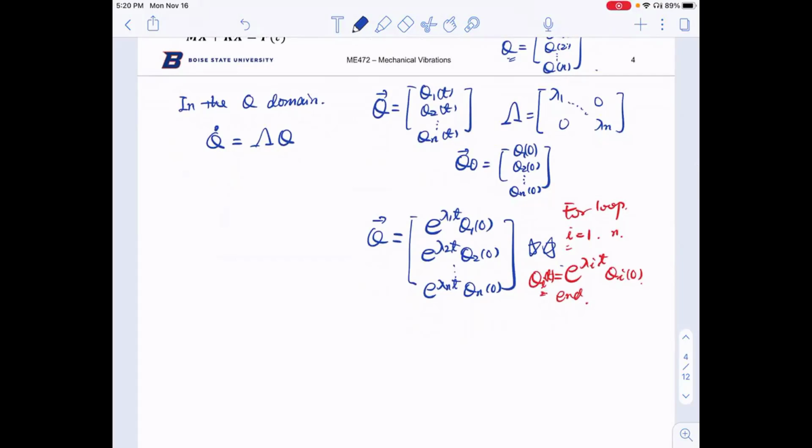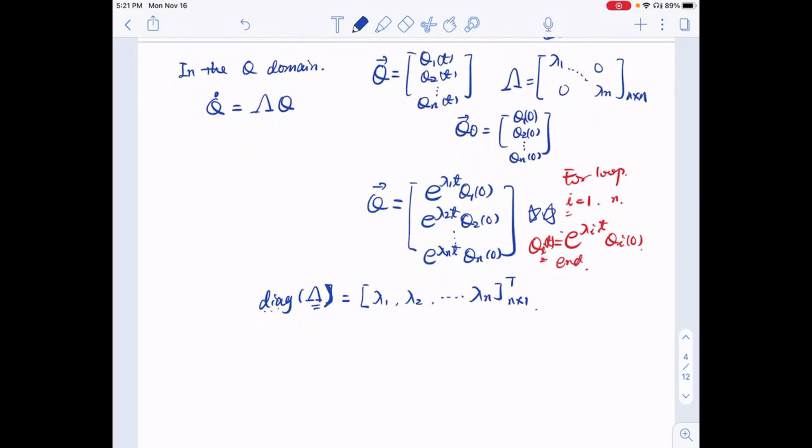So the first thing you need to do is use diag of lambda. If your lambda is a diagonal matrix, the DIAG function will create a column vector which only has the diagonal terms. So if this is m by n, then this is m by 1 after the DIAG function.